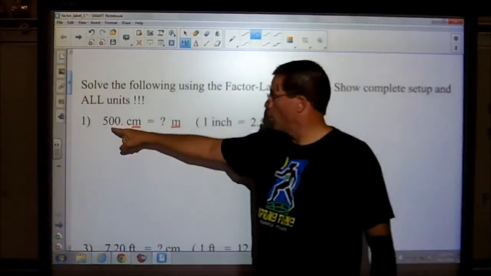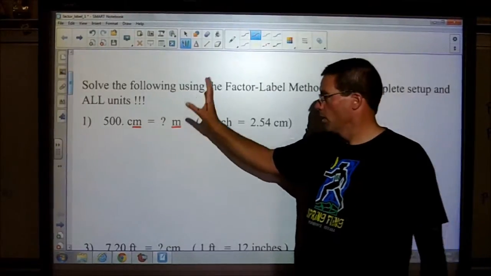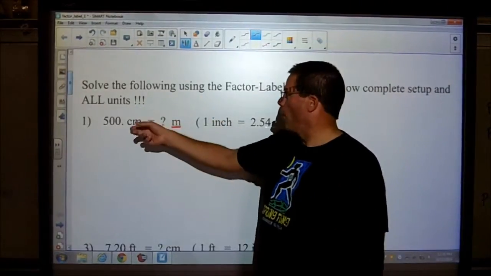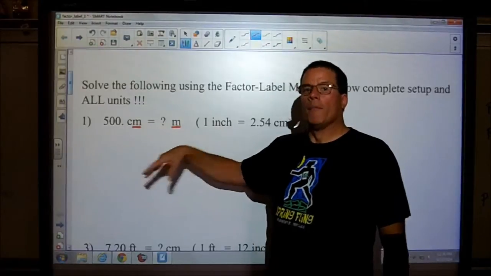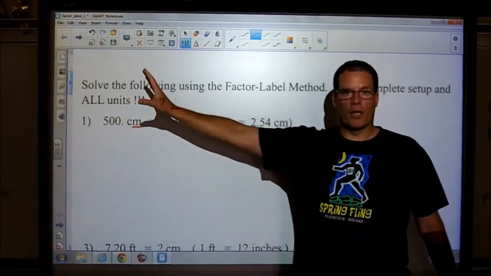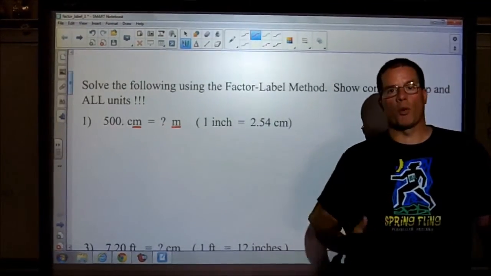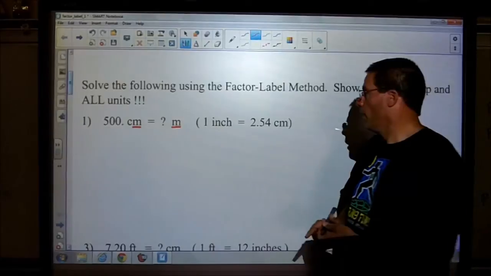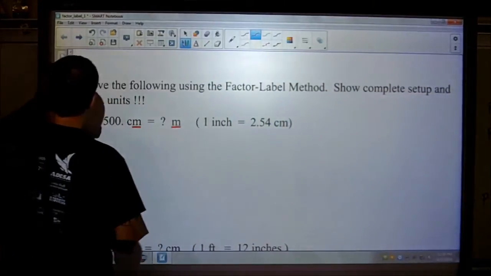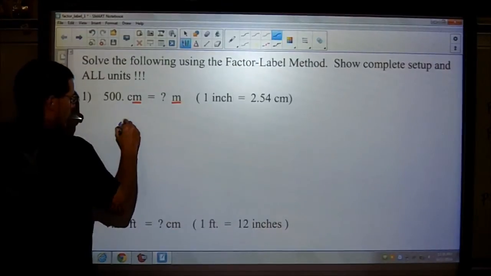Sometimes I might put the question mark on this side of the equal sign, and I might put the value on this side. So don't get conditioned to think, well, whatever's on the left, that's what I'm going to start with. No, whatever you know. And that'll actually apply to later on in chemistry. Whatever you know from the question, that is what you're going to begin with. So in this case here, we know that we have 500 centimeters. So I want to start with my 500 centimeters.